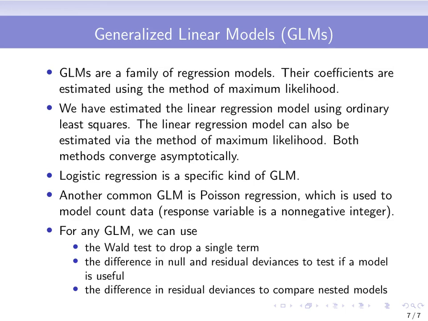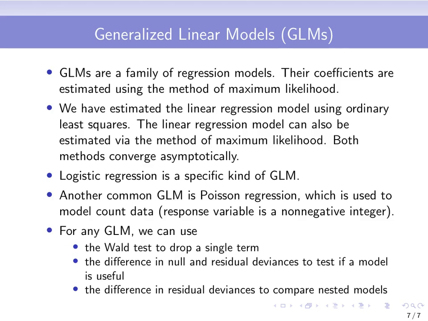So logistic regression is a specific kind of generalized linear model. Another common one that you might use is what we call a Poisson regression, which is used to model count data. So your response variable is a non-negative integer, because with count data you're basically counting the number of times something happens. So count data will be integers: 0, 1, 2, 3. It cannot be negative.